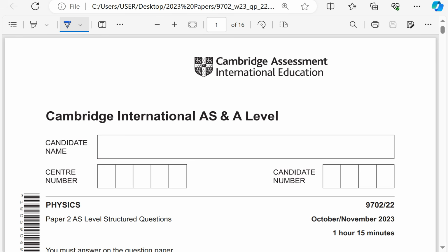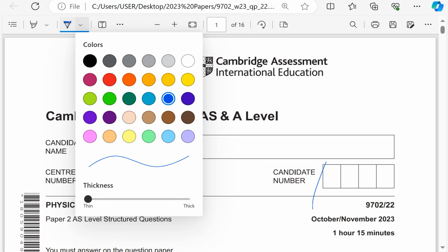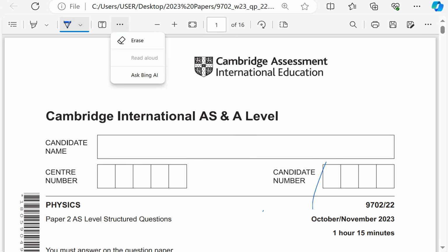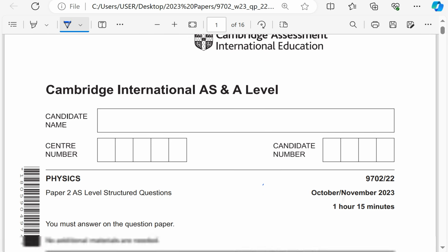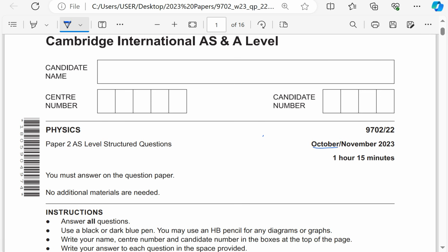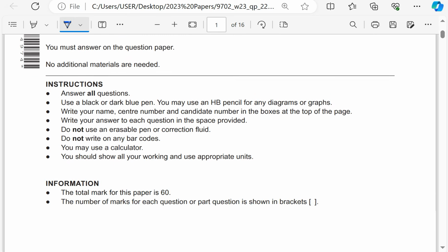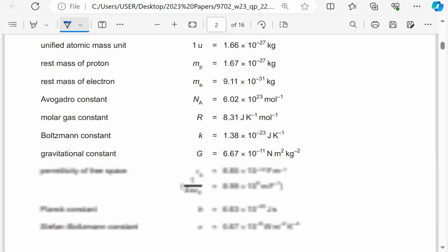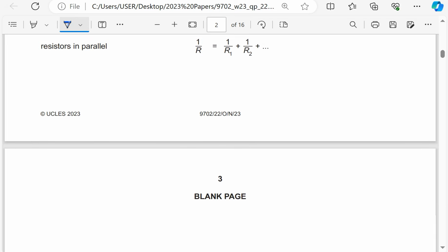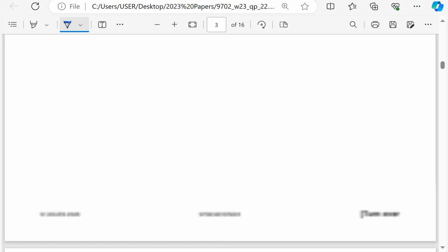So this is the question paper. It is October-November 2023. You can print the paper, you can find it on the websites, and then you follow through with the paper. So without wasting time, I'll just go to the questions. You can read through the instructions, you can read through the formula and the quantities given.